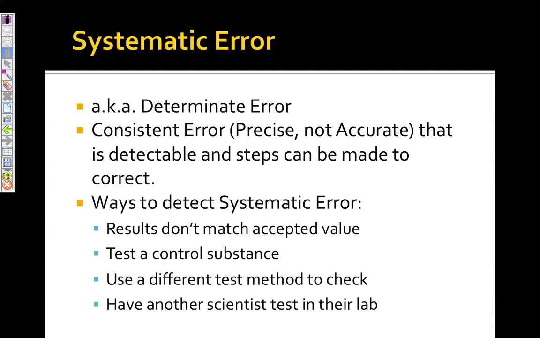Ways that we can detect systematic error is if the results don't match that accepted value. We just talked about that textbook or accepted value. If the results don't match up and they're consistently either above or below in the same area, we would call that systematic error. We could test a control substance against our substance that we're looking at. We could use a different test method to check for systematic error, and we could have another scientist test it in their lab.